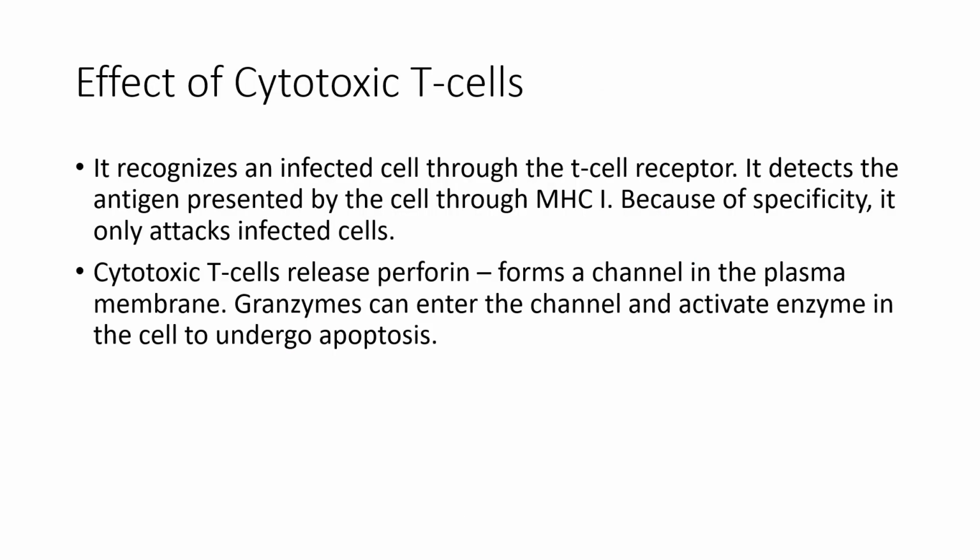So the effect of our cytotoxic T cells is that it can recognize the cell through the T cell receptor. It can detect the antigen present on the cell through MHC1, and because of specificity, it can only attack infected cells. Cytotoxic T cells release perforin, and it forms a channel in the plasma membrane. Granzymes can enter the channel and activate the enzymes in the cells to undergo apoptosis, or programmed cell death.